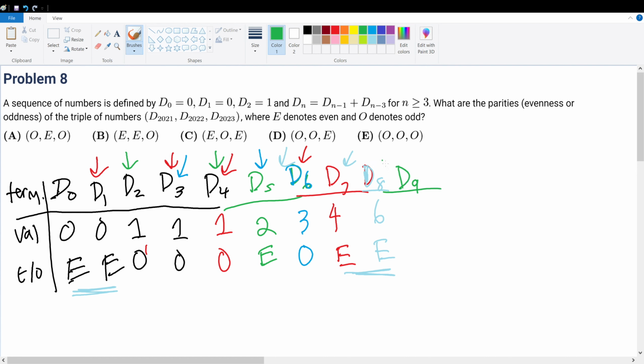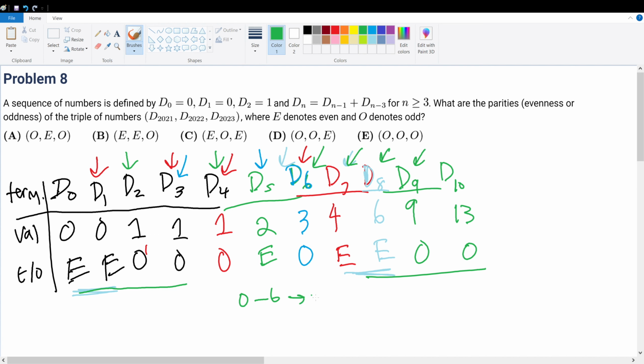What is D of 9? D of 9 is D of 8 plus D of 6, which is equal to 9, an odd number. What about D of 10? D of 10 is D of 9 plus D of 7, which is 13, an odd number. Yes, indeed, the correlation is apparent. I'm following the same pattern. So whenever I go from 0 to 6 or 7 terms, I have a repeat in terms of the even and odd quantity. So I have the pattern that I need to solve this question.